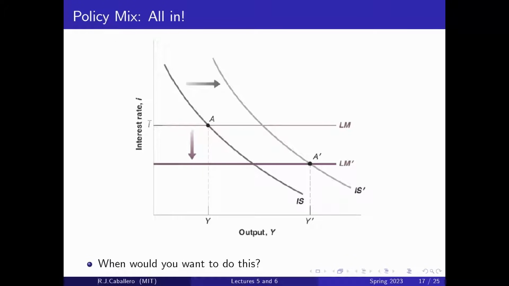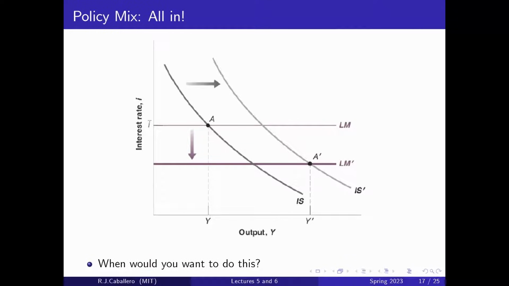This I'm calling all in. What am I representing there in that diagram? I'm saying all that you see in that diagram is a result of a macroeconomic policy decision. Exactly, that's the reason I'm calling it all in.